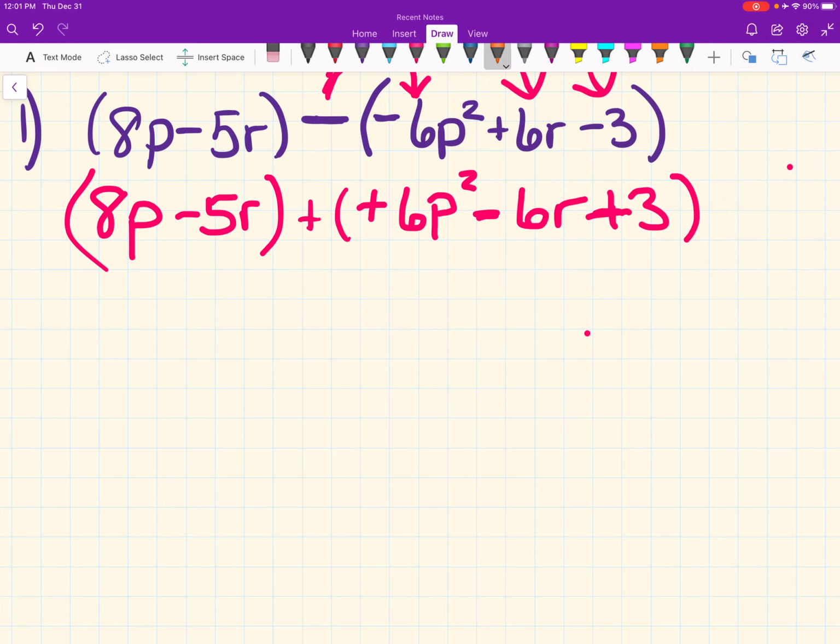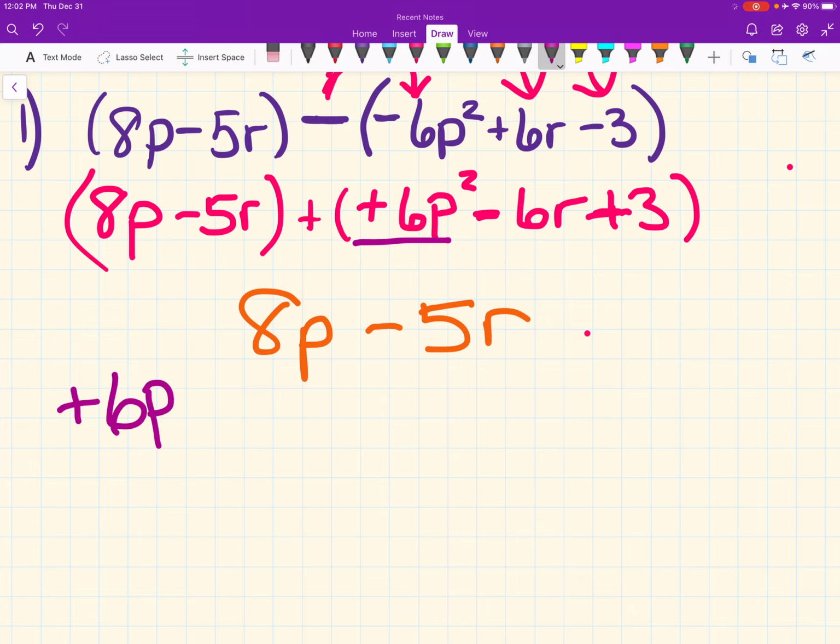So we're going to write down the first group without changing it. 8p minus 5r. And then we're going to stack underneath where they belong. Okay? So 6p squared, well, there's no 6p squared. So I can either add it to the end or I'm just going to put it out here on the front. And then I'm going to look at my next one. And that's negative 6r. Well, that's going to go under the r. And then I'm going to look at my last one, plus 3. That doesn't have anything to go under it, so that's just going to go on the end.